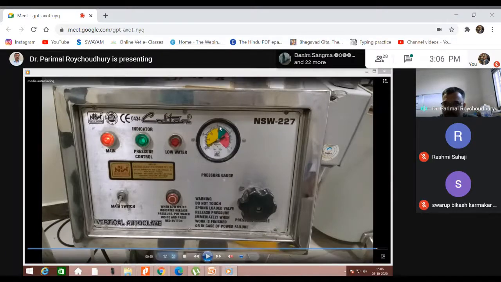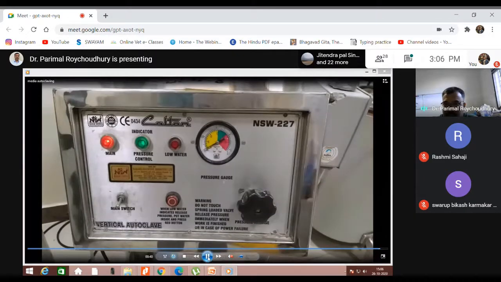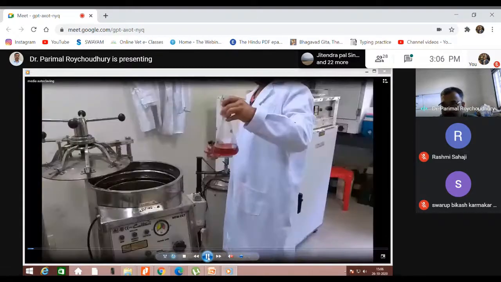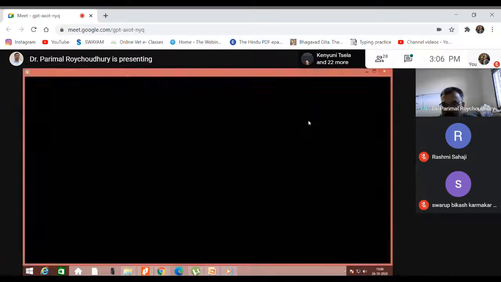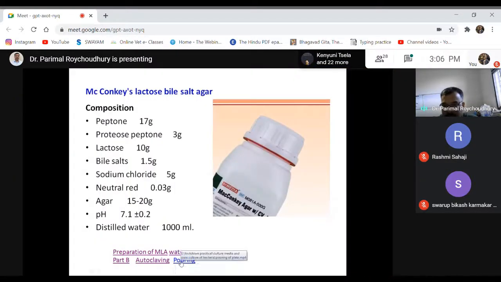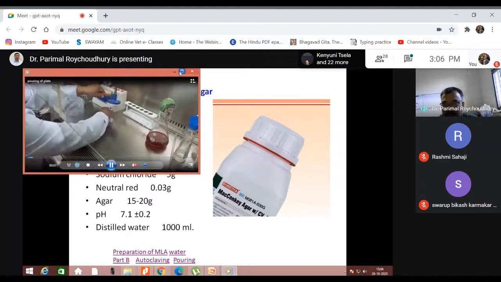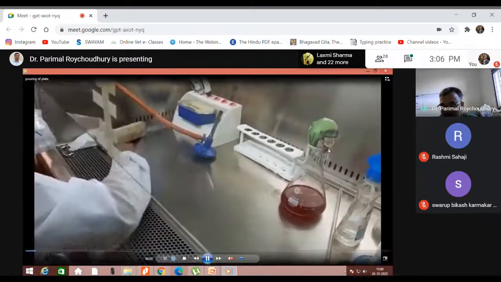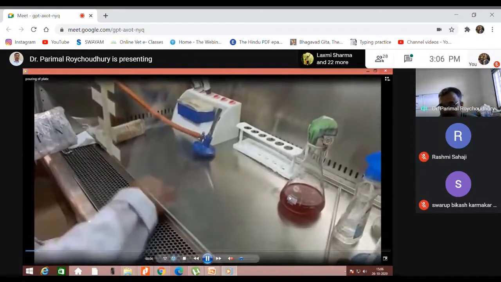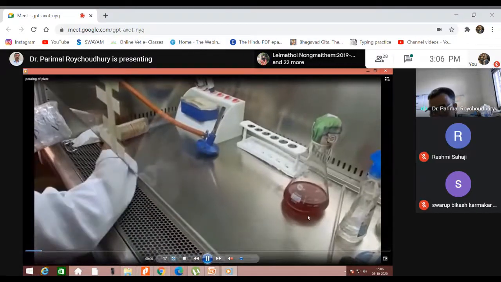And we'll hold it for 15 minutes at 15 pounds. That will achieve the autoclaving process. So thereby we can get the sterile media. Once we get the sterile media, it is our part to prepare the flask after autoclaving. It is quite warm.